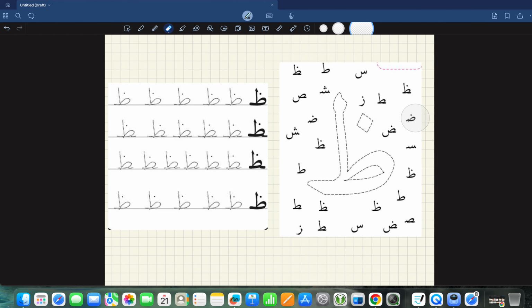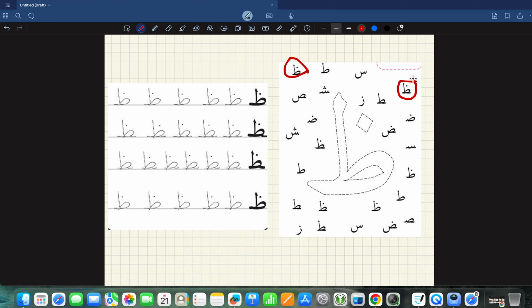We are searching for the letter Dha here. This is the letter Dha. This is Ta, Sin. This is Dha. Ta, Zay, Shin, Sad, Dad, Shin, Dha. Ta, Dha. Ta, Zay, Sin, Dad, Dha. This is Dha too. And this is Dha. Okay. And this is the big Ta in the middle.